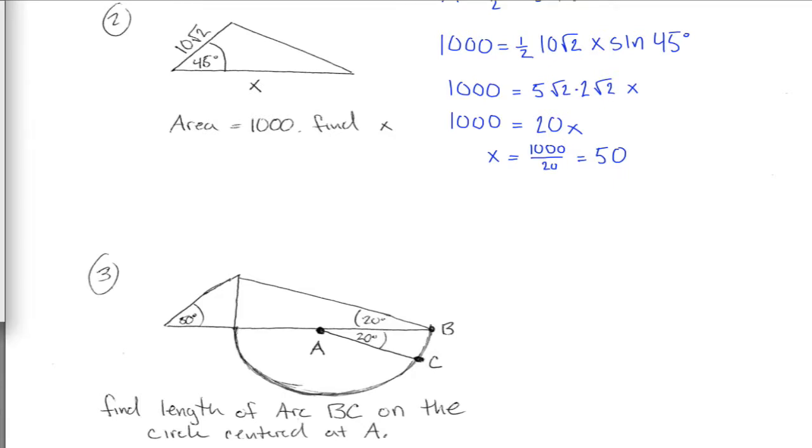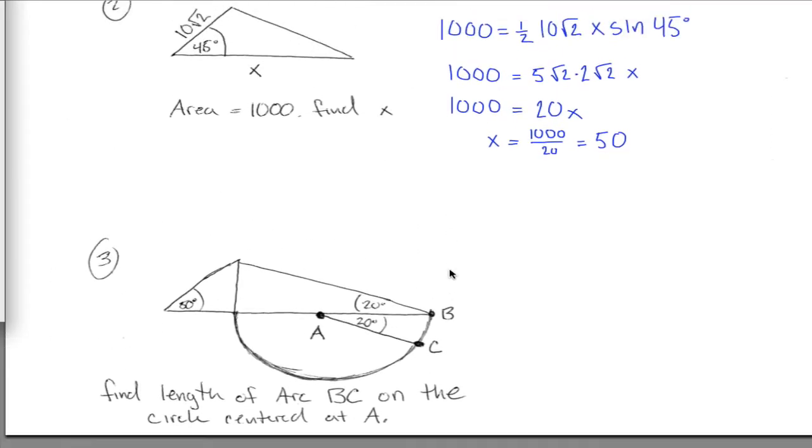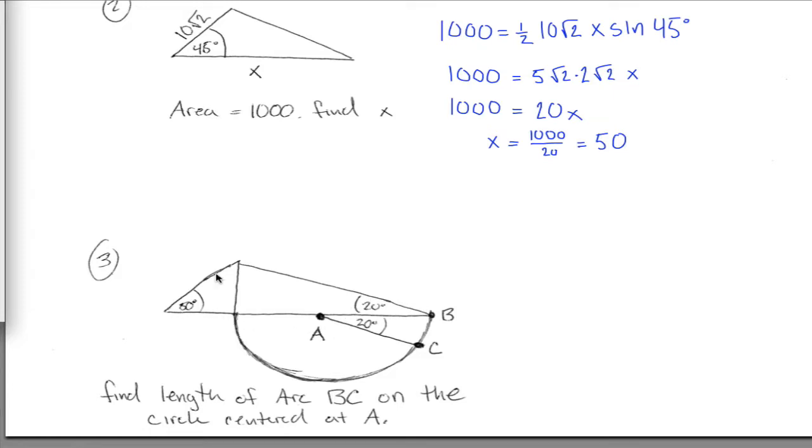Alright, now we get this crazy looking picture. Again, probably lots of different ways to figure this out, but the basic idea is we got a triangle here, we got another triangle here, then we got a circle here, and we're trying to find the length of arc BC. So we're trying to find this length right here. We can find that length if we could figure out the radius of this circle. And we can find the radius if we can find this side right here, because this side will be twice the radius of this circle.